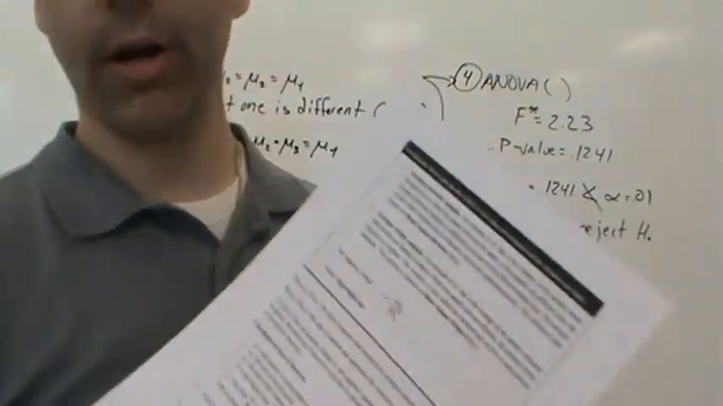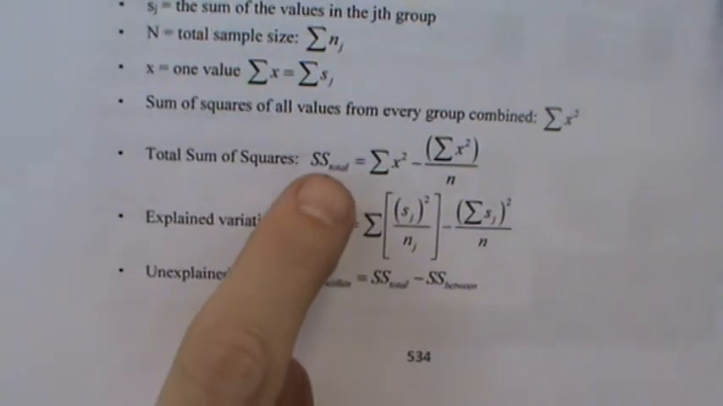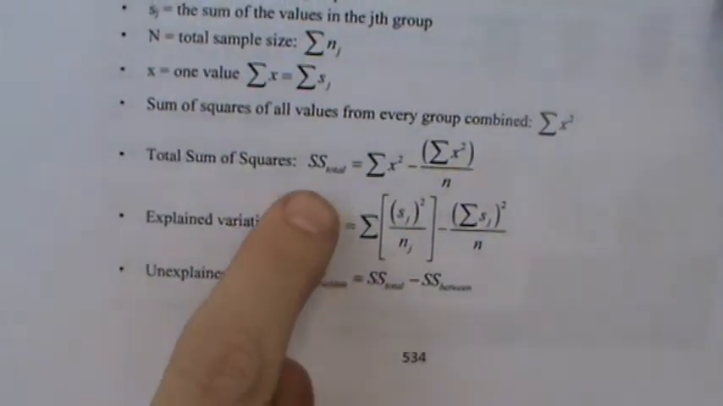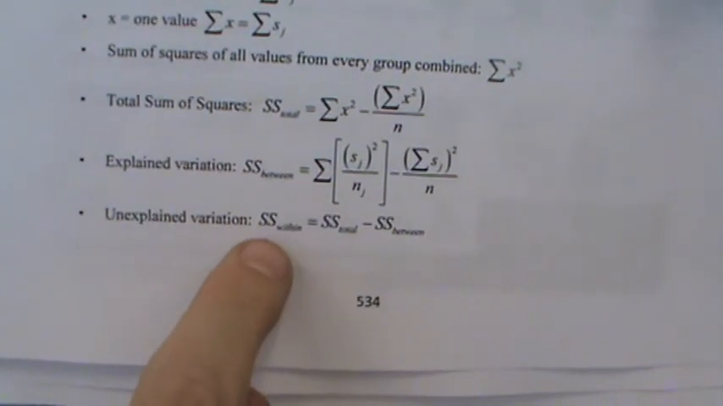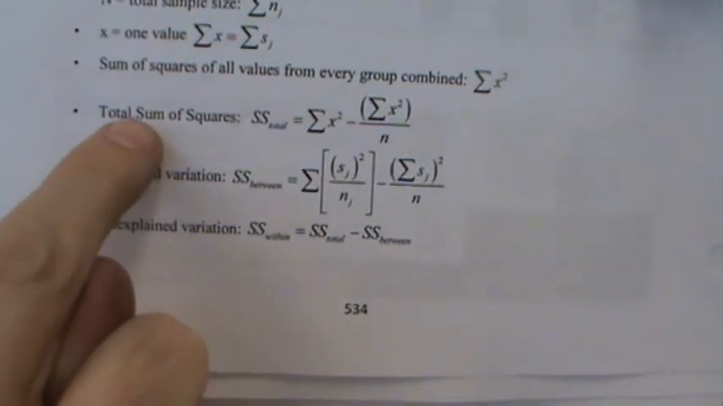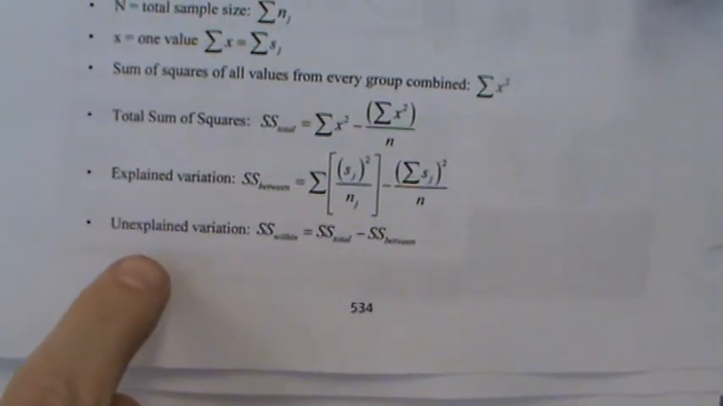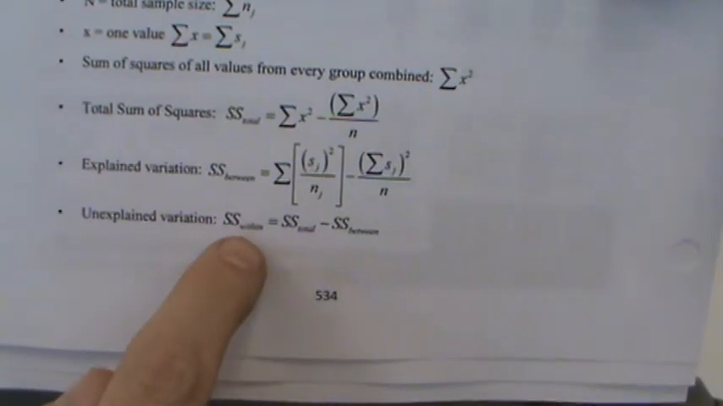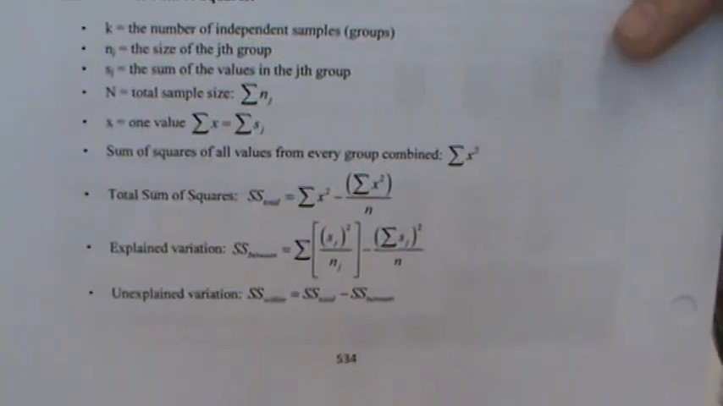Remember our talk about total variation, explained variation, and unexplained variation. That's where these sums of squares come in. The sum of squares total, the sum of squares between, and the sum of squares within correspond to the total, explained, and unexplained variation. So this is where we do our calculations. These are the formulas. We're not going to use them, but just so you know.